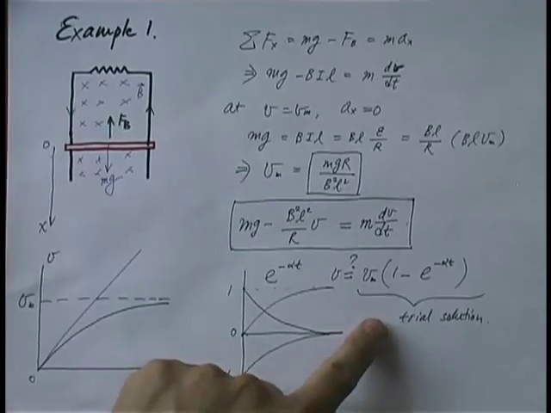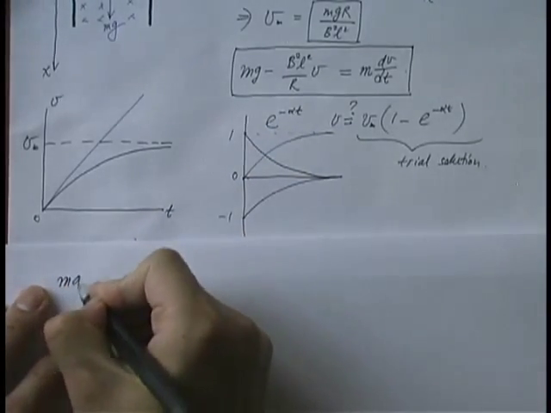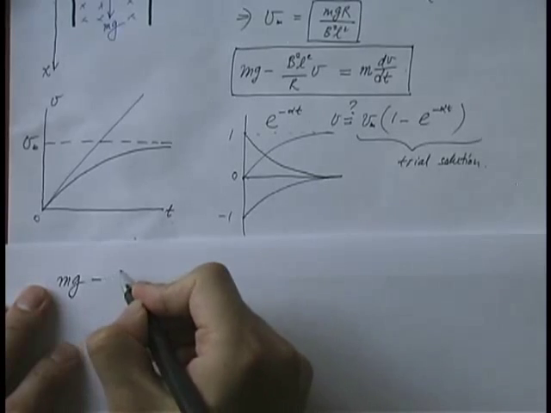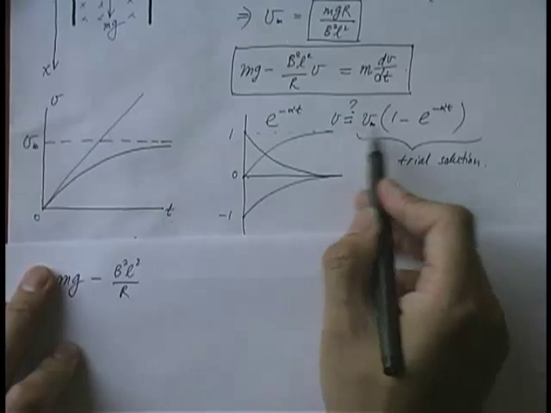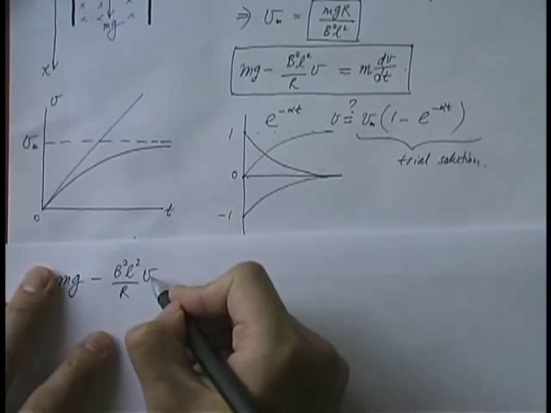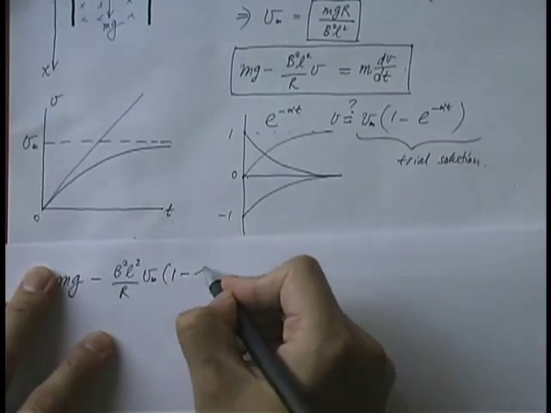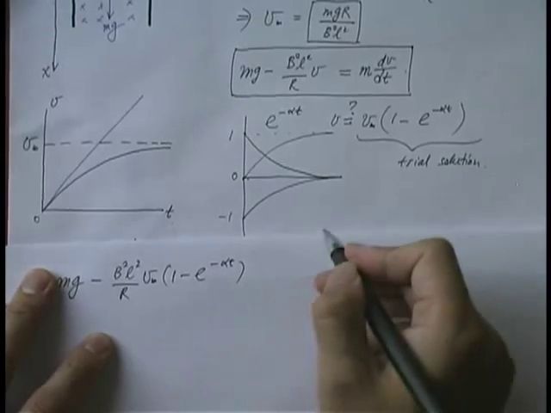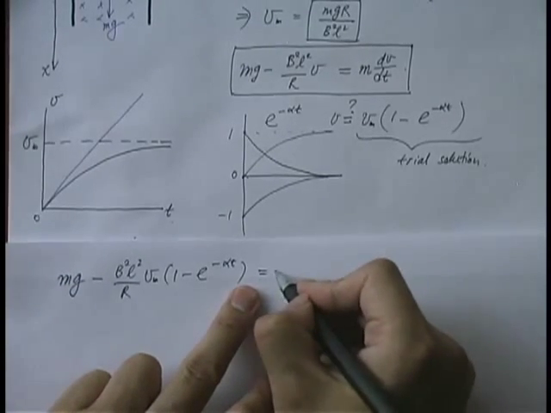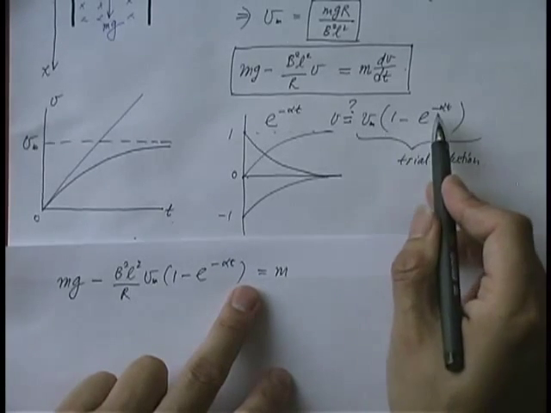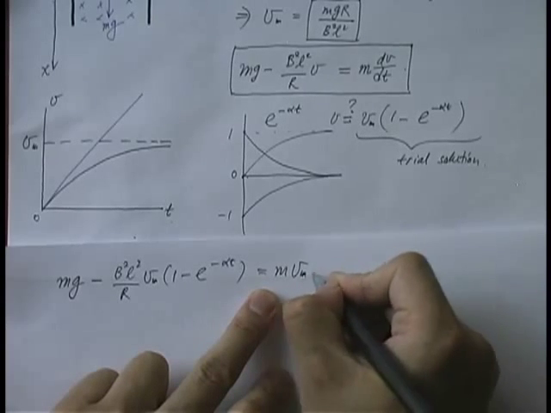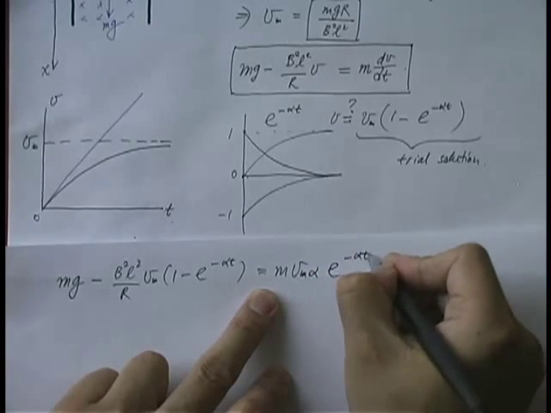I'm going to plug this trial solution into the equation. And what's the first term? The first term is just mg. It never changes. The next term is what? Minus b squared L squared over r times v, and v is now this, right? So it's v maximum times 1 minus e to the negative alpha t. The other side is m dv/dt. So copy m dv/dt, take a derivative. That one is gone. Negative negative cancels. V maximum alpha e to the negative alpha t.